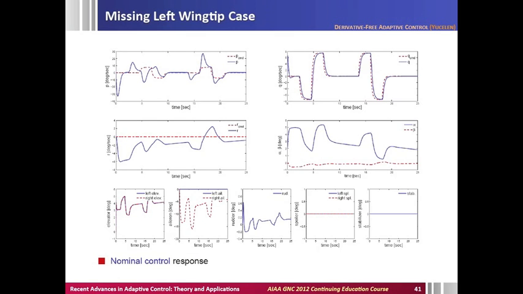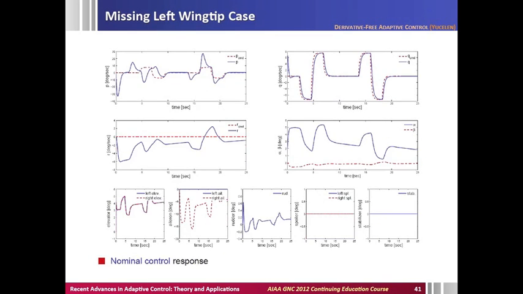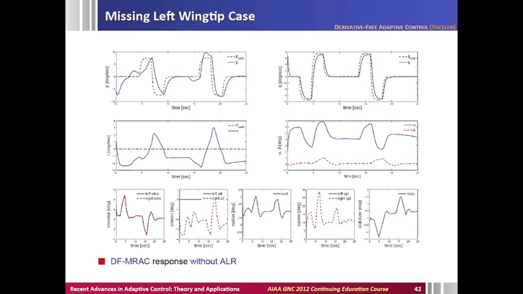So here is the nominal control response. I will just consider here and here for the missing left wing tip case. Nominal control behaves like that. So here is the derivative-free adaptive control without ALR. If you look at the scales, it comes up to 30. Here the scale is 10, so it is a much better performance.